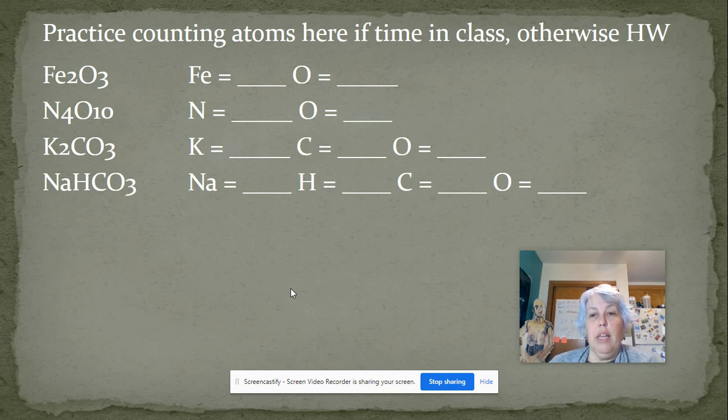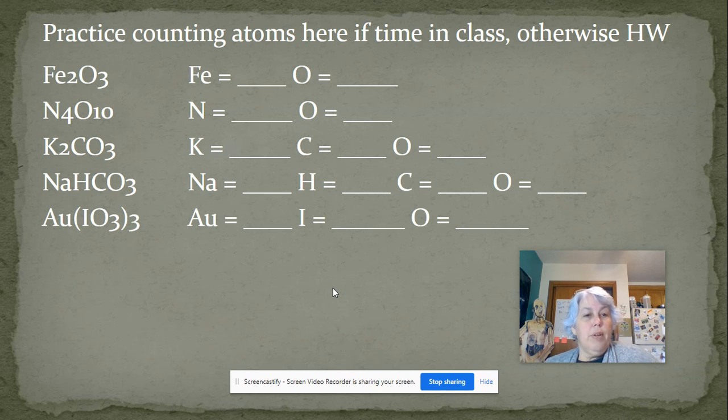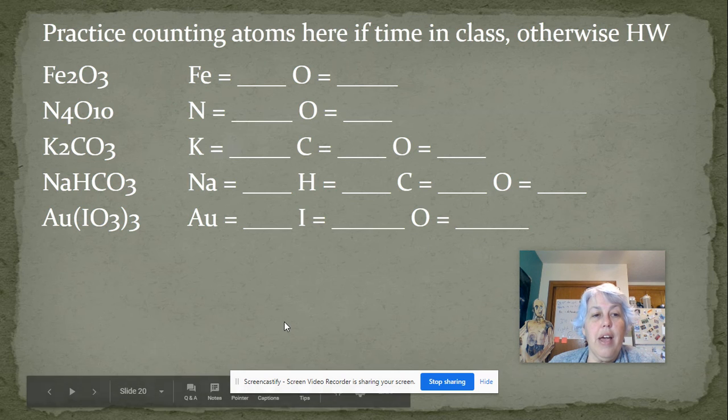All right, so it's getting a little bit more complicated here. Press pause and figure out how many of each. And we've got 1 sodium, which is Na. We've got 1 hydrogen, 1 carbon, and how many oxygens? 3. All right, now here's one of those polyatomics. Be careful, this is an I, not an L. So pause me so you can figure out how many gold, iodine, and oxygen you have.